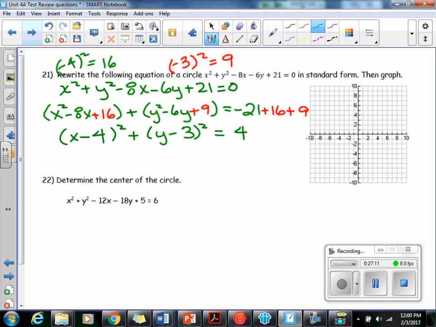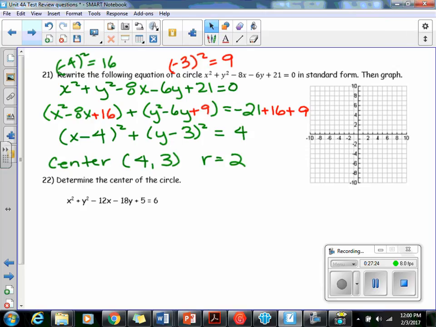What is the coordinate for the center? 4, 3. All right, the center is at 4, 3. And what is the radius? The radius is 2. Now, don't forget, to get your center, you take this same number here and change the sign. Take the same number here and change the sign. For the radius, you take the square root of that number. All right, so now you got your center, you got your radius.